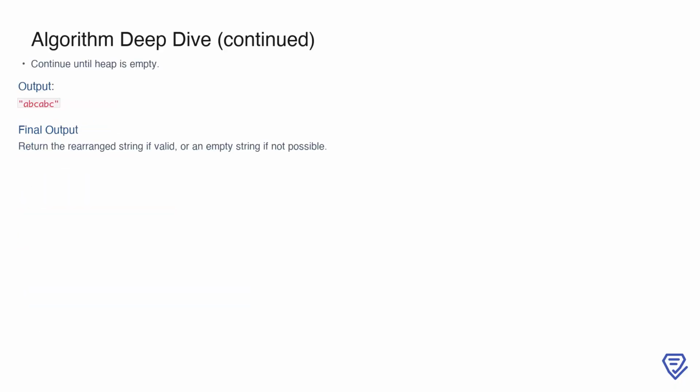The construction of the result string continues until the heap is empty. For the input s equals "aabbcc", the algorithm produces the output string "abcabc". This output meets the condition that no two adjacent characters are the same. If a valid arrangement is found, the algorithm returns this rearranged string. Otherwise, if no such arrangement is possible due to constraints like a character's frequency exceeding the allowable limit, it returns an empty string. This ensures that the solution is both correct and efficient, handling edge cases and complex scenarios seamlessly.